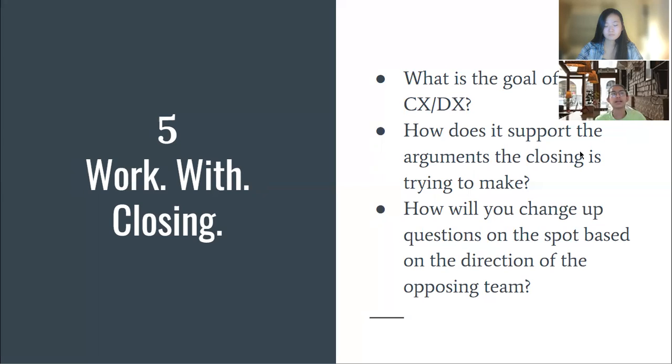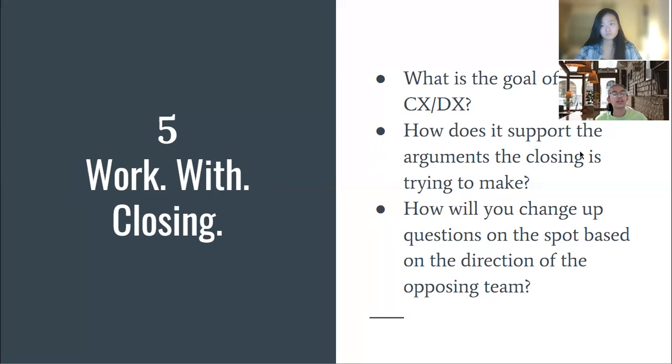So you should be trying to think back once again to the big picture of things. How can this answer support closing? How is this witness playing a piece in the storyline that closing is going to have to put together at the end of the trial? That's really important. You should obviously talk to the closing attorney and ask them what they're looking for in the witnesses' responses. And additionally, you should be ready to change up your questions based on the arguments that your opponents are making.